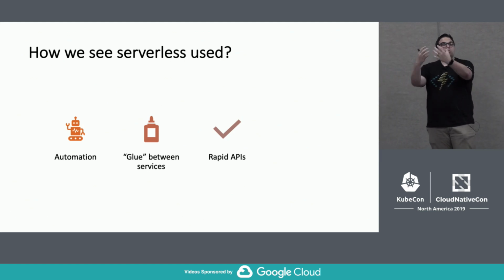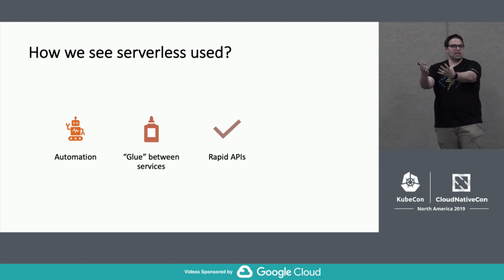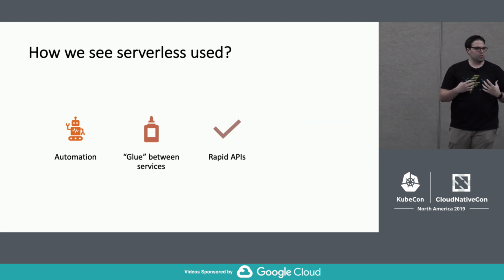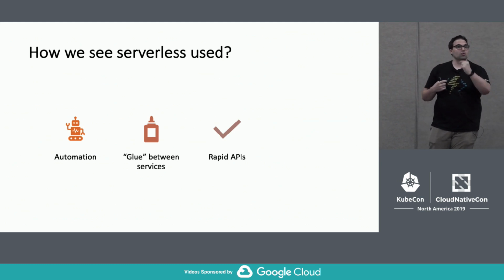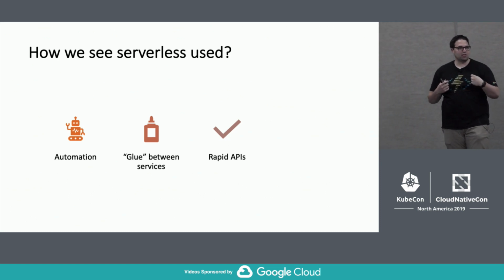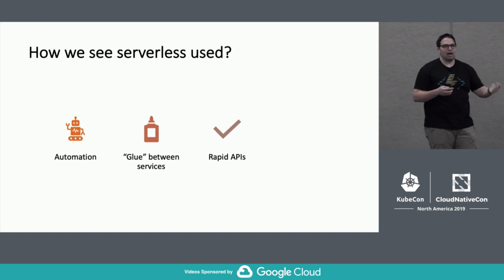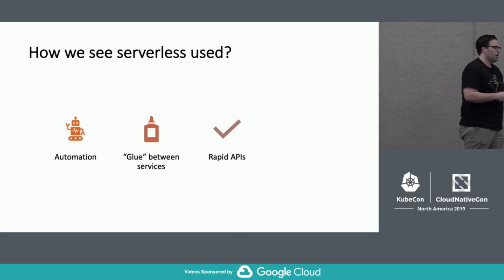And rather than having to spin up a full microservice to fetch that data from, they empower their developers to just write little functions that go grab the data that they need and return it back to the UI. So these very rapid APIs for mobile apps, web apps, you name it, are a big one.